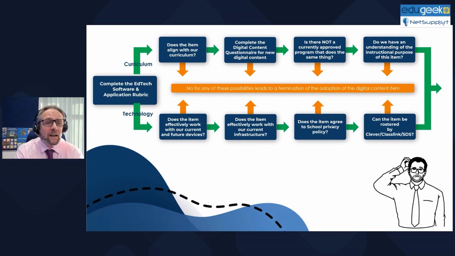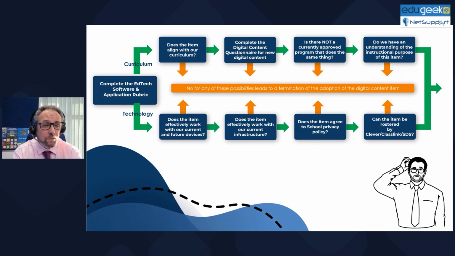Now, in parallel, we might have a conversation, and it may well be your good selves, about does the item effectively work within our current and future devices? We don't want to be locked into a platform. In an ideal world, we want solutions that are platform agnostic, so it doesn't cramp our flexibility to change as platforms and opportunities come along. Does the item effectively work with our current infrastructure? We might be onto the throughput needed for it, the Wi-Fi infrastructure, all sorts of different considerations.